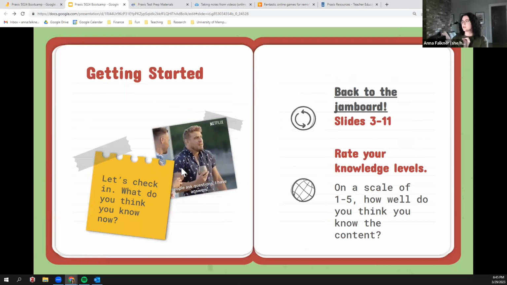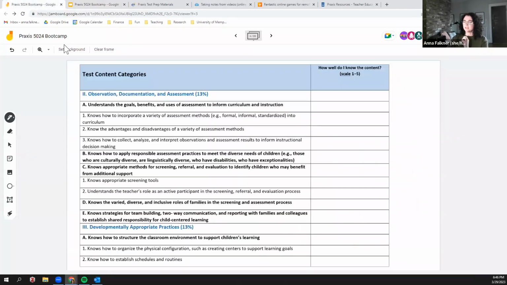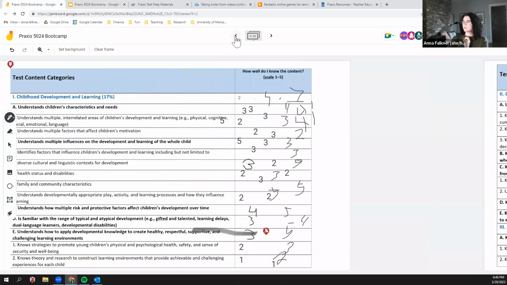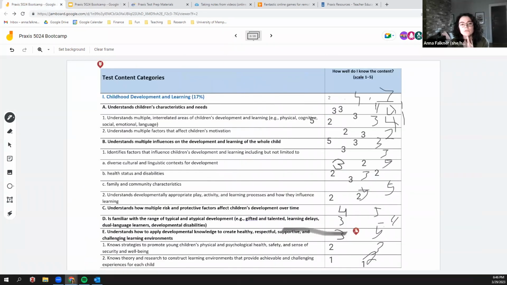So let me ask you this question. Was there anything on that list that seemed really surprising to you? Was there anything where you were like, ooh, I am really going to have to go back and review this one? It looks like maybe this last one here may be a little tricky for folks. Knows theory and research to construct learning environments that provide achievable and challenging experiences for each child.